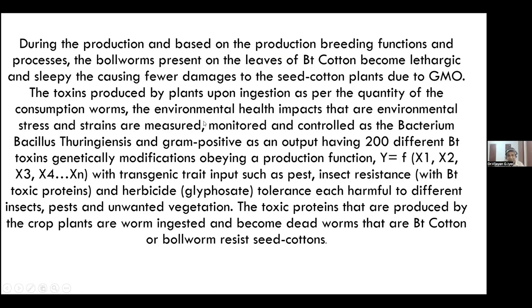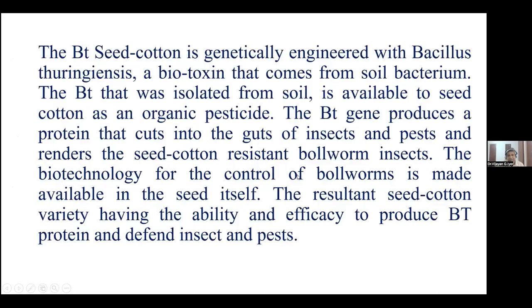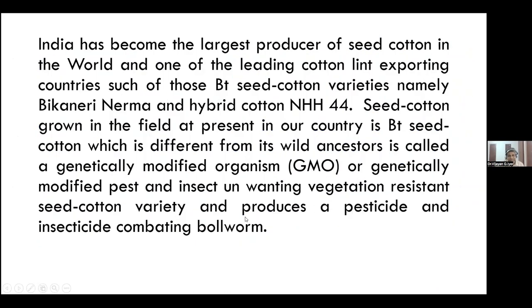But in cross-functional, that is environmental health impact assessment, for nearly 200 varieties, Y is equal to a function of X1, X2, and Z is equal to a process of Y1, Y2, Y3 with transgenic, that is, interacting and interrelating with the environment. The toxic proteins are produced by the crop plants or by the worm ingested, and by the root of the plant, and how much the soil has been contaminated is assessed and monitored. India is the largest producer of seed cotton in the world, with genetically modified cottons like NHH44, and pesticides, and of course insecticides combating bollworms.